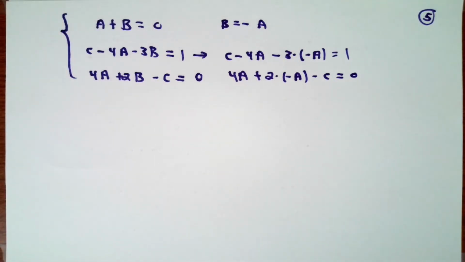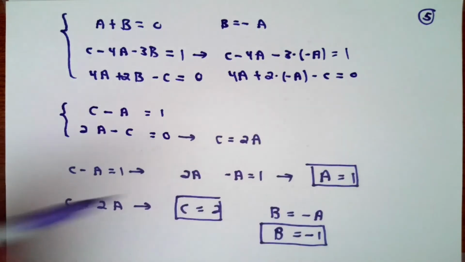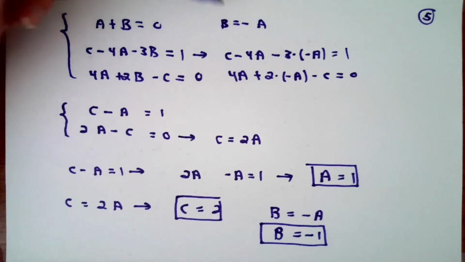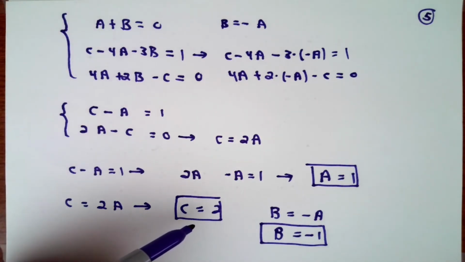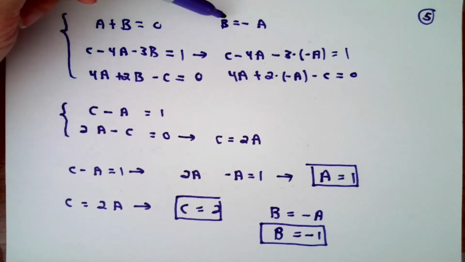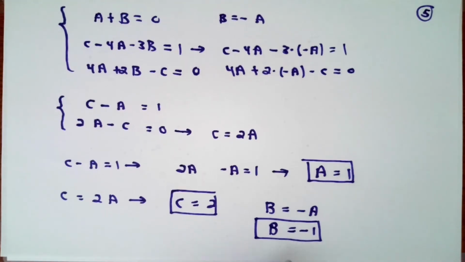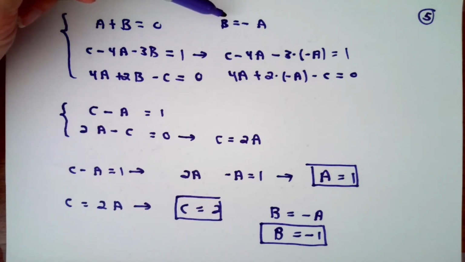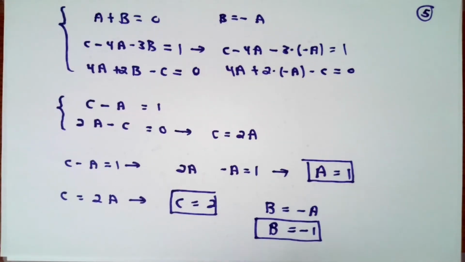After simplifying, I find out that c minus a must be 1, and 2a minus c must be 0. As usual, I'm going to look for something that's easy to work with. The second equation says that 2a and c must be the same number. Putting this into the other equation, I find out that a has to be 1. Once I know that, c has to be 2, and b is the negative of a, b is negative 1. This is the same result that we got by doing it the other way.